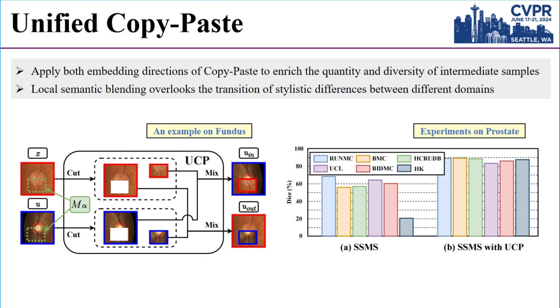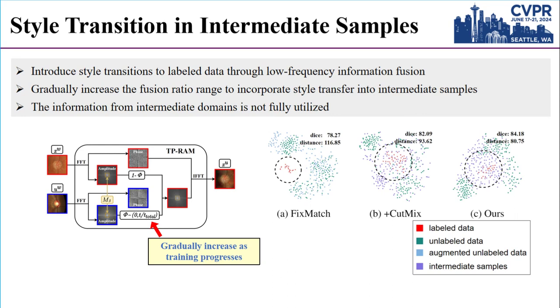However, the intermediate sample generation method based on UCP primarily focuses on local semantic blending, while overlooking the transition of stylistic differences between different domains. In order to introduce style transition components in the intermediate domains, we gradually increase the fusion ratio range and interpolate low-frequency information between data from different domains.